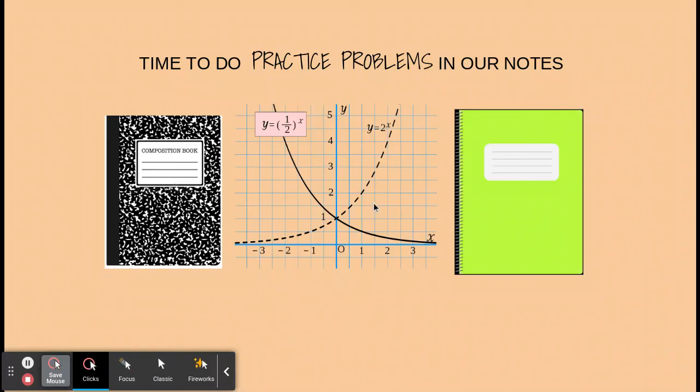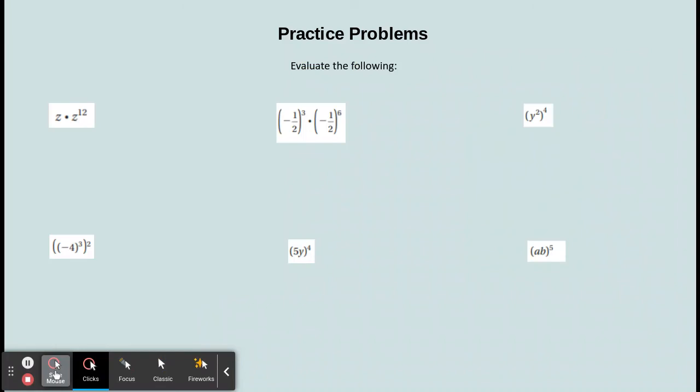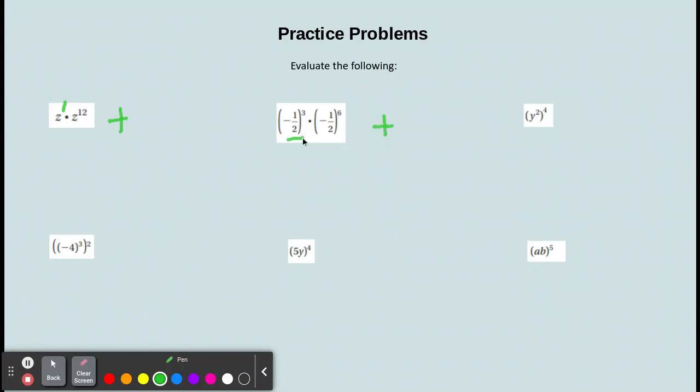Okay, time for you to do 6 practice problems. All right, just a couple hints on these practice problems. This one is product of powers property. So that means with a product, we know we have to do z to the 1, and we're going to add our exponents there. Same thing here, we're going to add our exponents there because we have the same base and we're multiplying.